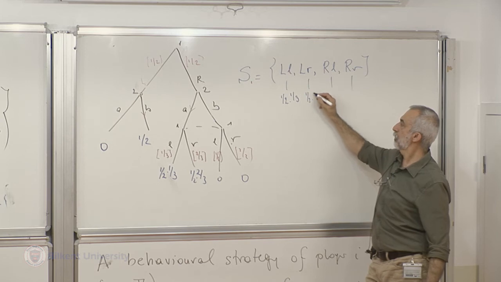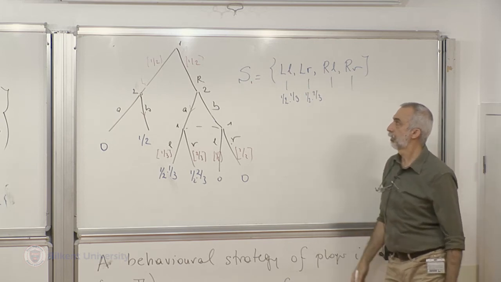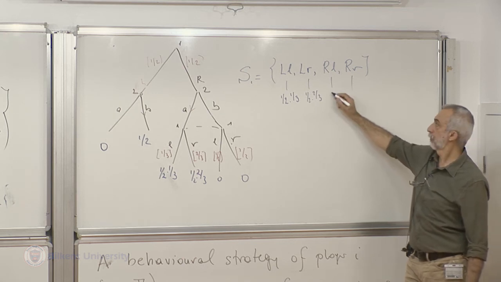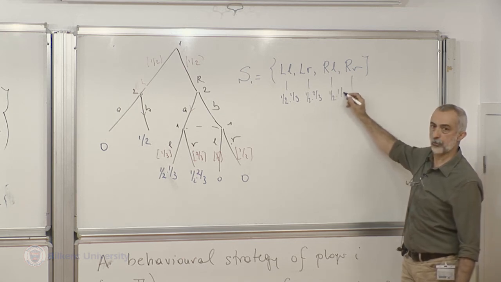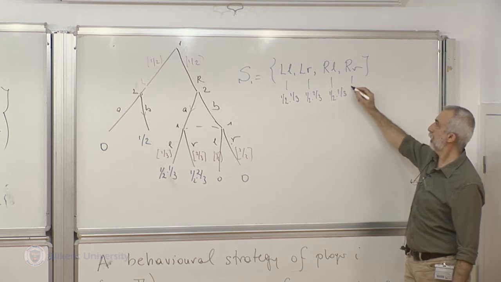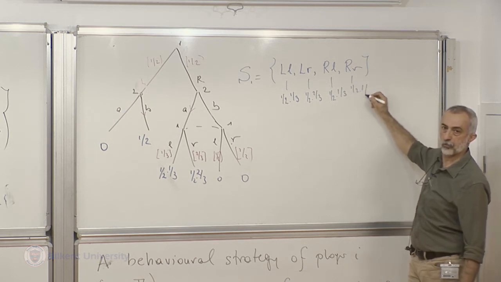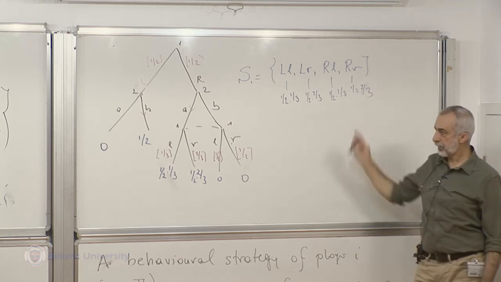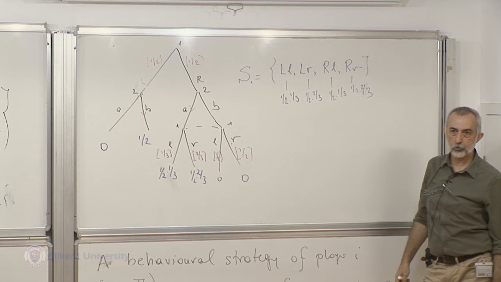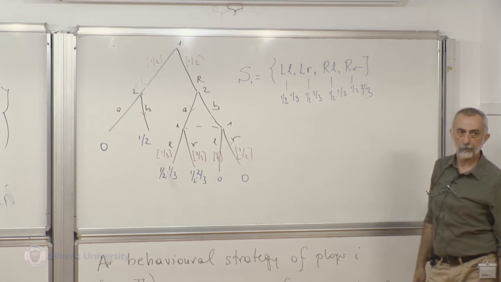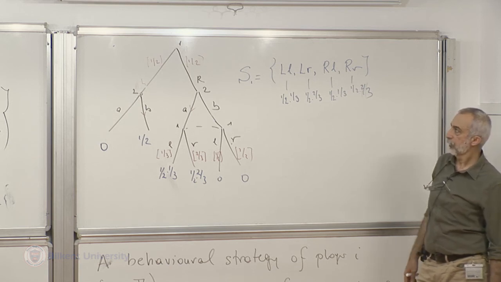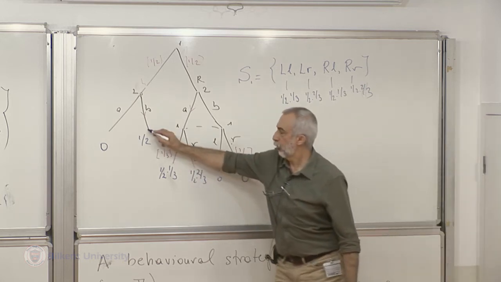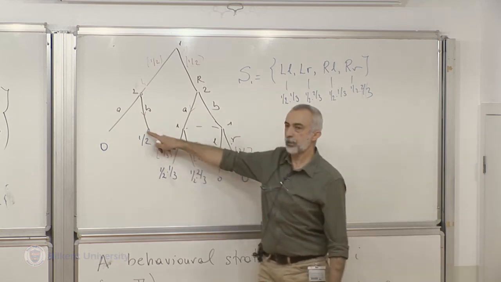1 over 2 times 2 over 3. Sorry? 1 over 2 times 1 over 3. And then 1 over 2 times 1 over, I'm sorry, again, I made the 2 over 3. Does that induce the same probability distribution over the outcomes? Well, let's check. So which case leads to this outcome?